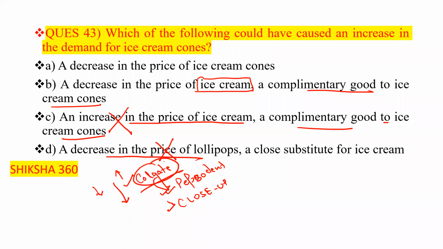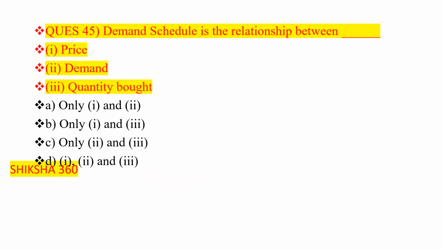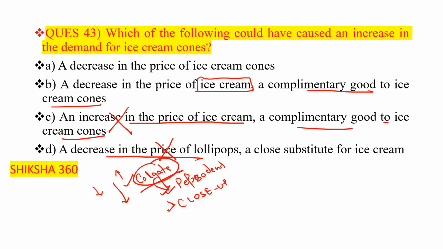Now we have to check whether option A or option B is the answer. A decrease in the price of ice cream cones is the same thing. And option B is a little more elaborated: a decrease in the price of ice cream, a complementary good to ice cream cones. So this one is the correct answer.